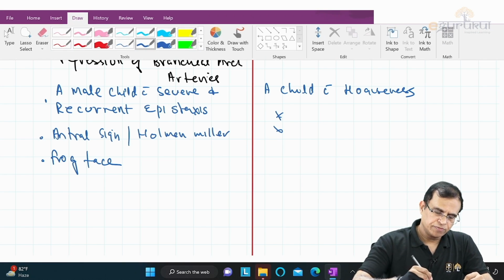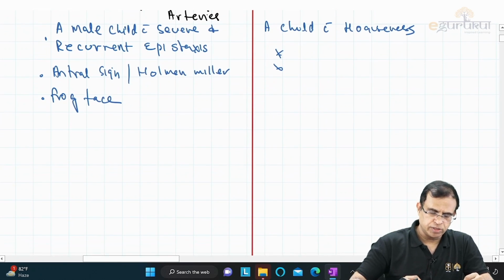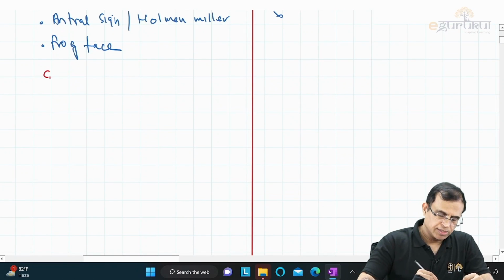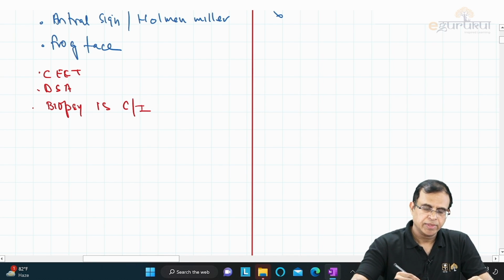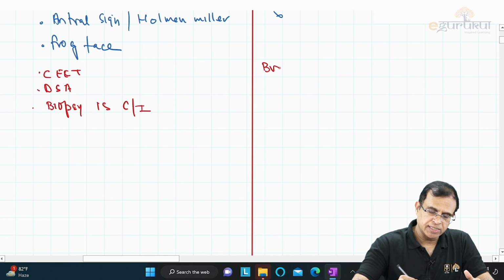Then investigations for benign tumors: for the vascular tumor, CT is the most important investigation. DSA may be required, and biopsy, like in most vascular tumors, is contraindicated. Whereas in laryngeal papilloma, we do bronchoscopy as the investigation of choice.